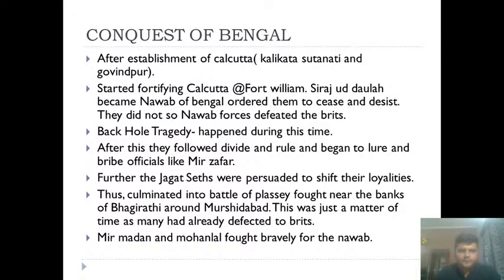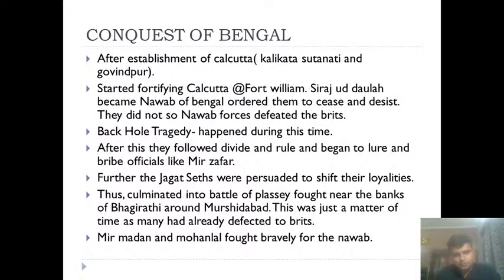Now after this they followed divide and rule. They had been defeated in the first battle, after the Nawab of Bengal ordered them to cease and desist after fortifying Calcutta. Mir Jafar was the military general of the Nawab of Bengal, so they offered him a lure and bribe and told him that they will make him king. Further, the Jagat Seths, whom I told you about, were powerful bankers, one of the largest bankers at that time. They were persuaded to shift their loyalties. This culminated in the Battle of Plassey, fought near the banks of the Bhagirathi around Murshidabad.